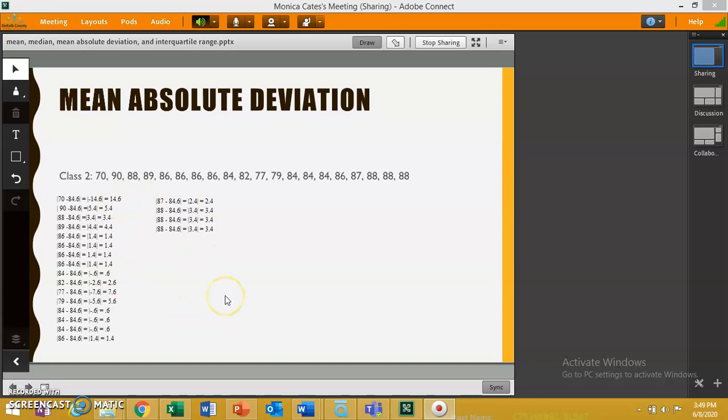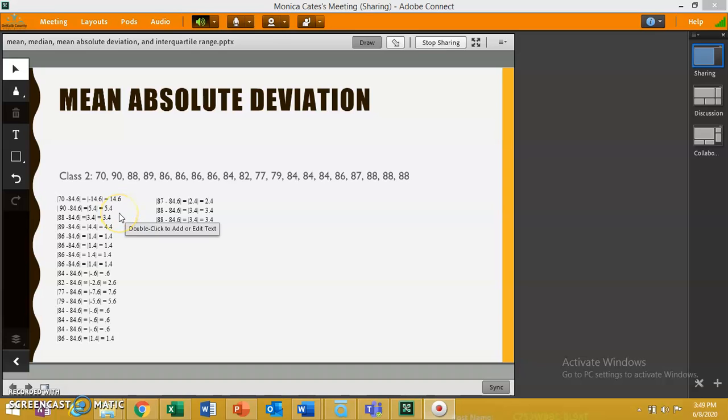Okay, so I went ahead again and put the information in so you don't have to see me typing it or writing it all out. But again, I just took each exam grade and subtracted it from the mean that we got in the previous slide, and it was 84.6. So that's 70 minus 84.6, which gives me a negative 14.6, but I need the absolute value of that, so it's going to turn out to positive 14.6.